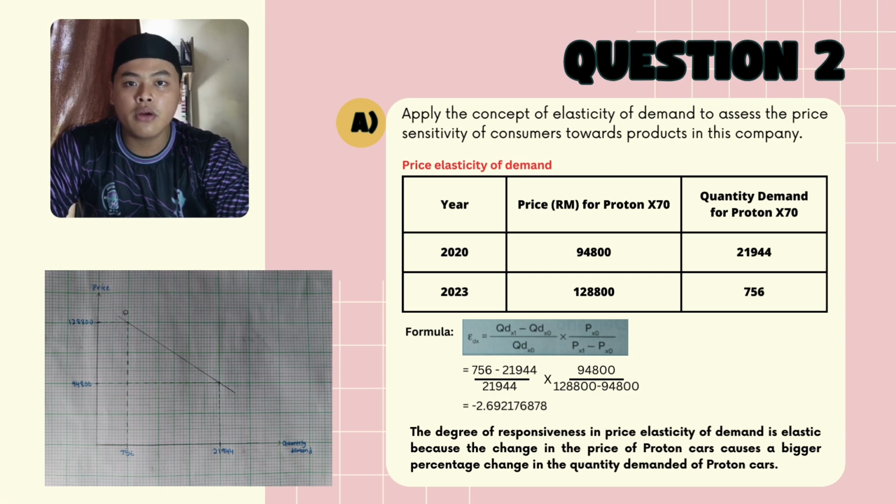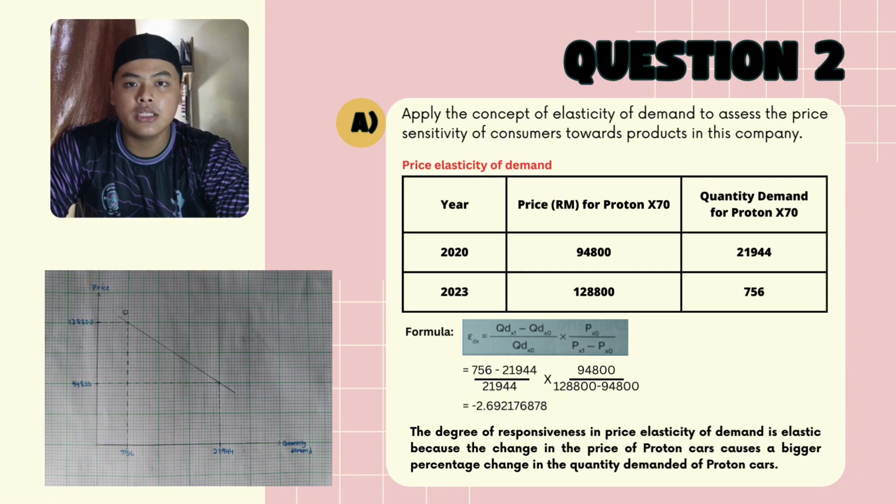So, we take one product of Proton, which is Proton X70. Then we insert all the information given into the formula of price elasticity of demand. For the final answer, we will get negative 2.6921768878. As you can see on the graph, it shows a flatter slope of the demand curve.